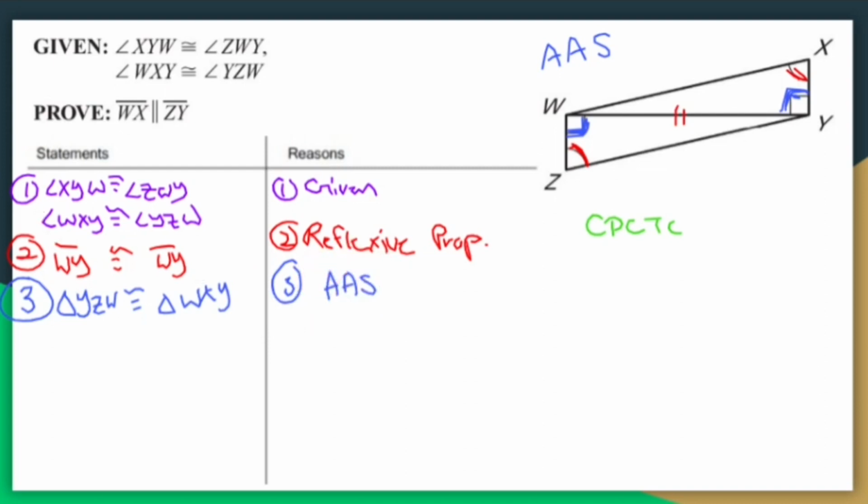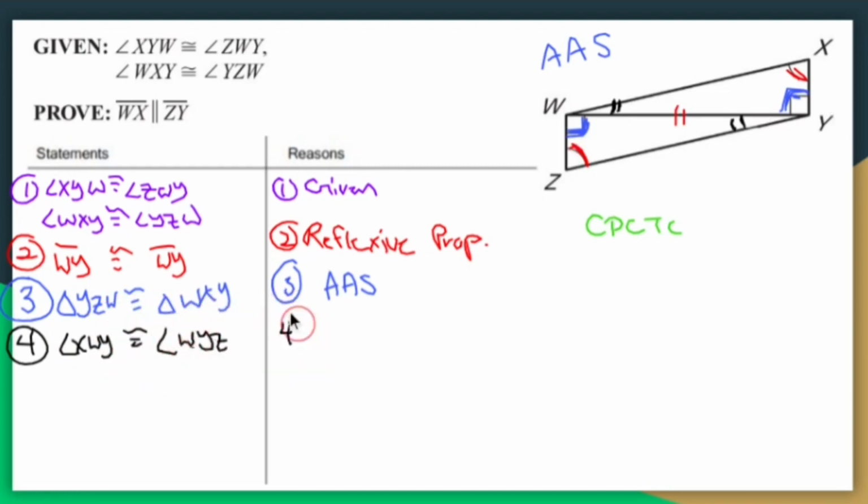Now, maybe we're halfway done. The purpose of me showing that these two triangles are congruent is now I can say that these two angles are congruent. These two angles are congruent. So I can say the angle XWY is congruent to angle WYZ.